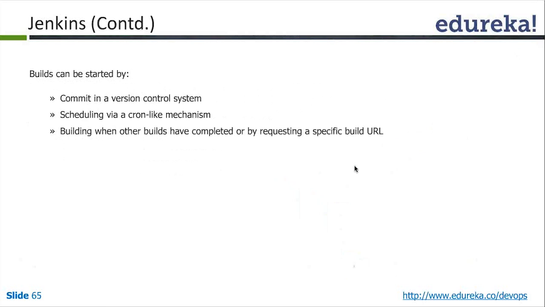Builds can be started by a commit to a version control system, scheduling via a cron-like mechanism, building when other builds have completed, or requested by a specific build URL. So there are various mechanisms to start the build process. And you know what the build process means. It's creating a package like your RPM or any other format used in those environments.